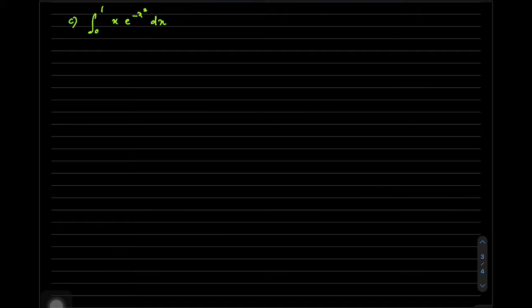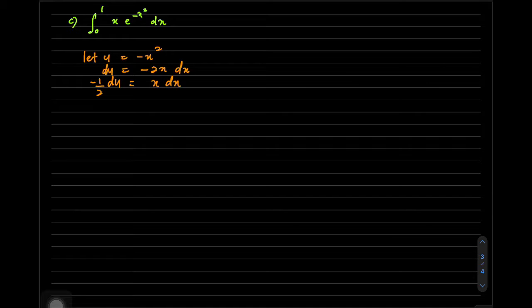Look at the question part C. So what's the first step? Let u is equivalent to negative x squared, du is equivalent to negative 2x dx. We have x dx here. We want to leave it as x dx, so we need to move negative 2 to the other side. Negative 1 over 2 du is equivalent to x dx.